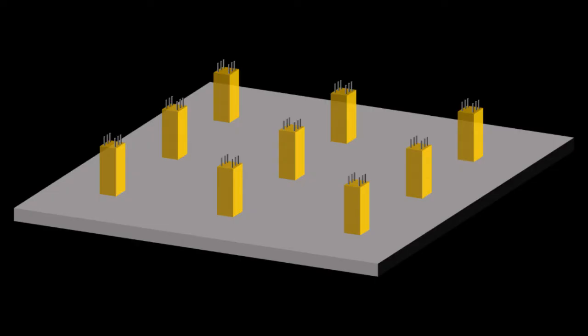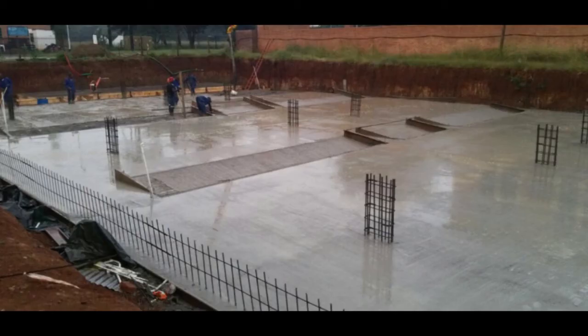This is the pictorial representation of mat foundation. This foundation is spread all over the area of the building and the columns are placed in between.